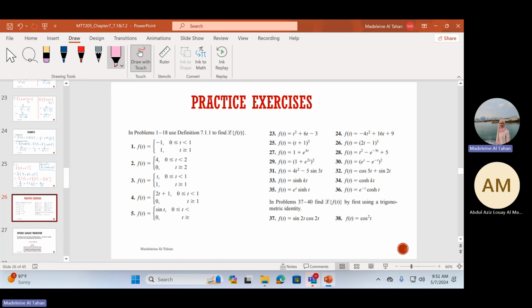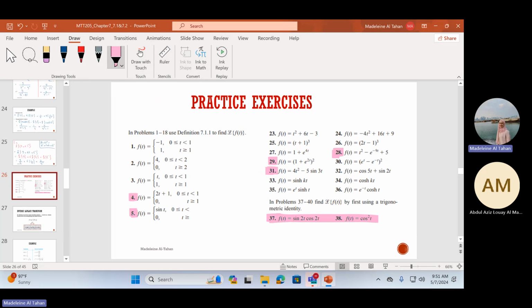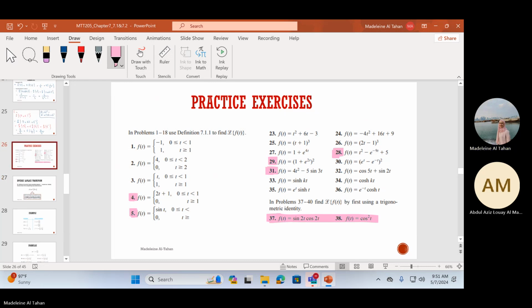You can check. Do these ones. We can do as well with this. We can do this one. We can practice in these ones, and we can do these ones as well. Any questions before we start with inverse Laplace?